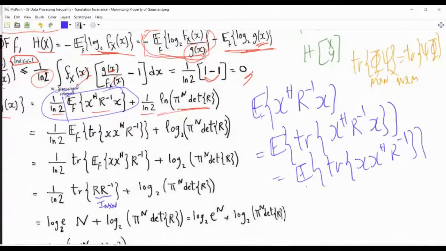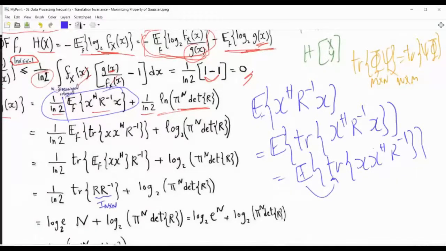Now, expectation and trace, you can interchange them. Why? What is the expectation of a matrix? We mean element-wise. If you take the expectation of a matrix, it means that you apply expectation to every element. And then if you take the trace, you will sum the expectations of the main diagonal elements.